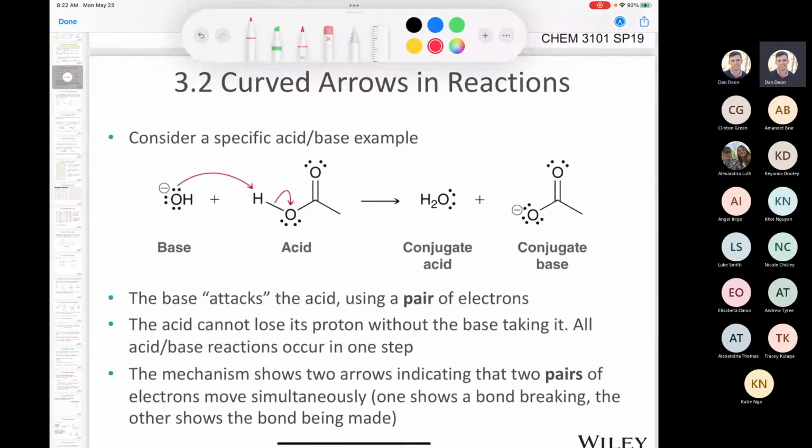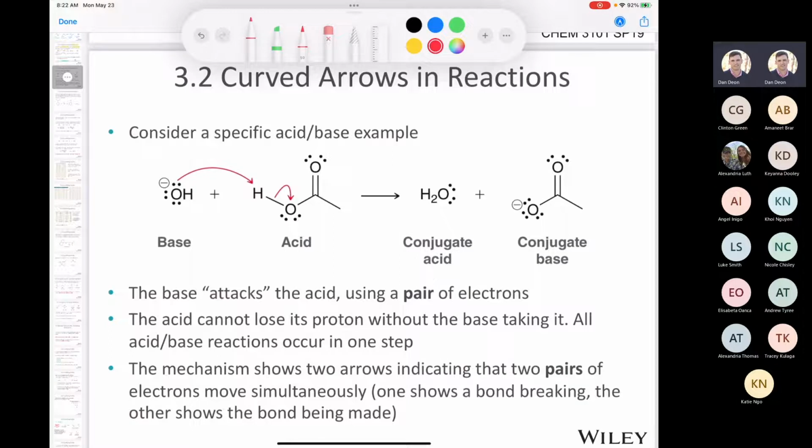Curved arrows in reactions. Let's take a look at this very specific example here, and let's go over some terminology, some lingo, so to speak, that I'm going to use in this class. We have a base reacting with an acid. We form a conjugate acid and a conjugate base. And this first curved arrow, what we would actually say is that the base attacks the acid. The base is attacking the acid using a pair of electrons from the oxygen. And the acid cannot lose a proton without a base taking it. An acid cannot just donate protons into nothing. Somebody has to accept it, and what is going to accept it would be a base.